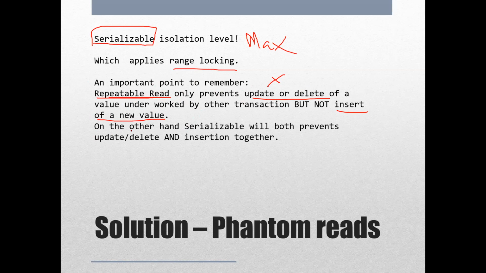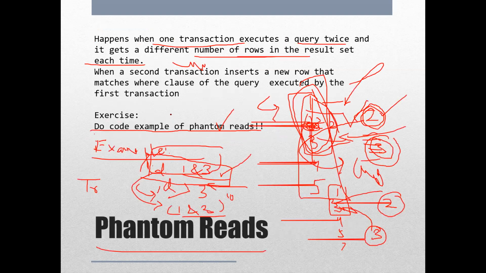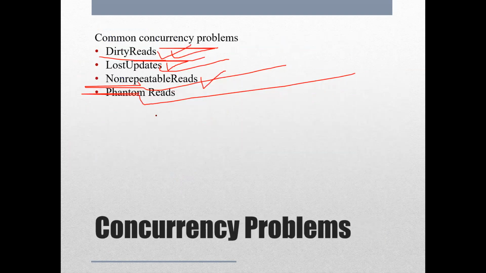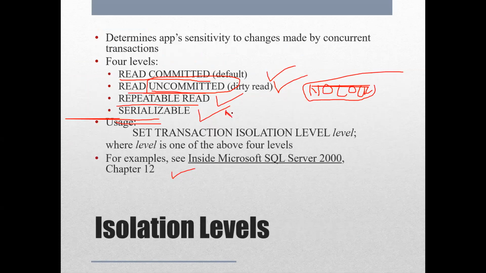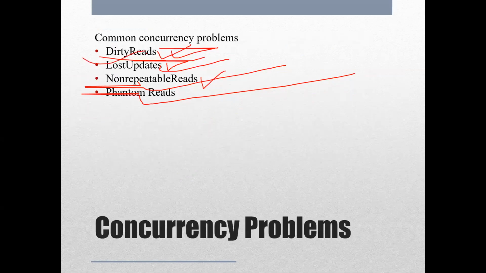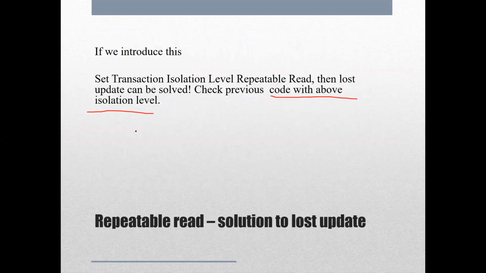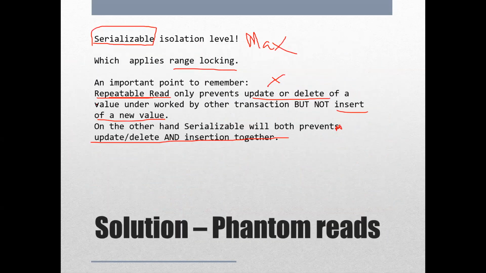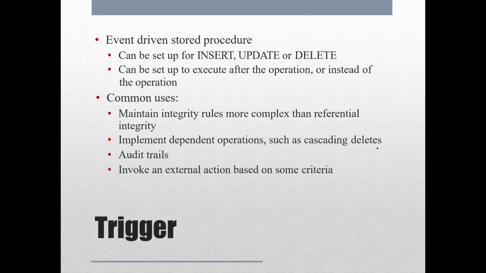Right, everyone. So on the other hand, serializable will prevent update, delete, and insertion together. So serializable will take care of everything. It won't allow an update. As I said, this is one optimum or premium level. Serializable is again a 5-star isolation level that will take care of everything that we have done over here. So serializable is the solution to our phantom reads. Now, yes, a new topic.